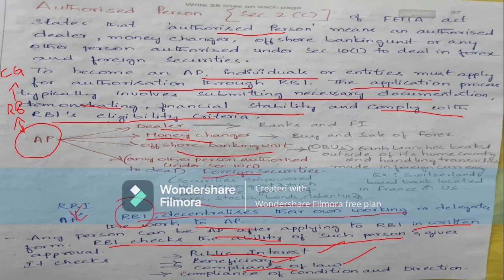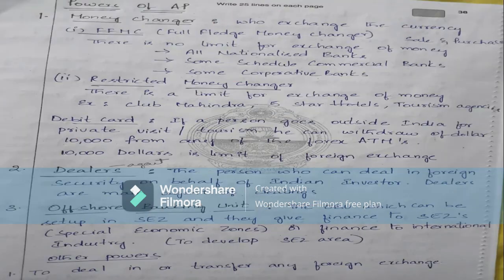Does he comply with the rules and regulations of the Reserve Bank? Then compliance of conditions and directions: does that person fulfill the conditions and directions of the Reserve Bank or not? All these things will be seen, and depending upon those abilities only, the Reserve Bank will approve the authorized person. And if we see the powers of an authorized person, the first one is money changer. As I said before, a money changer is one who exchanges currency, who purchases and sells currency.